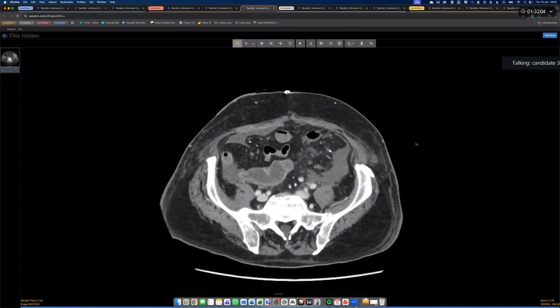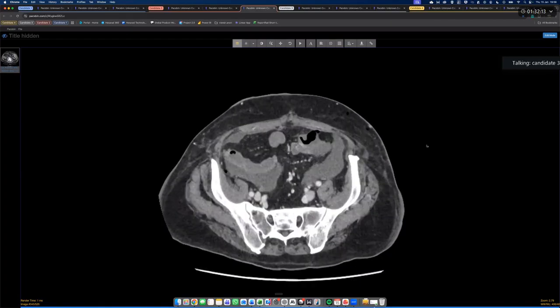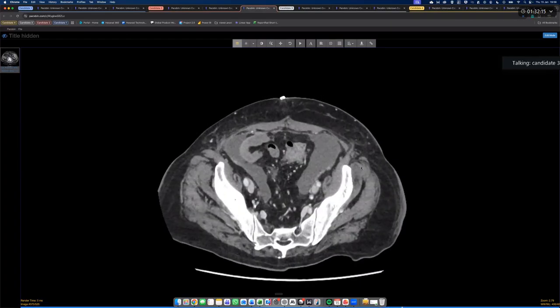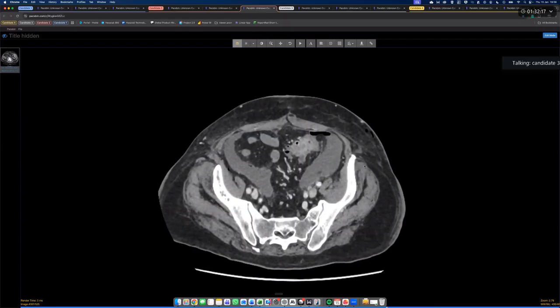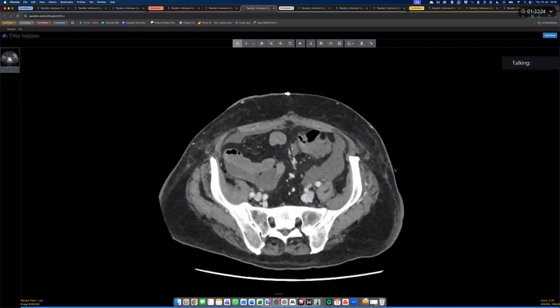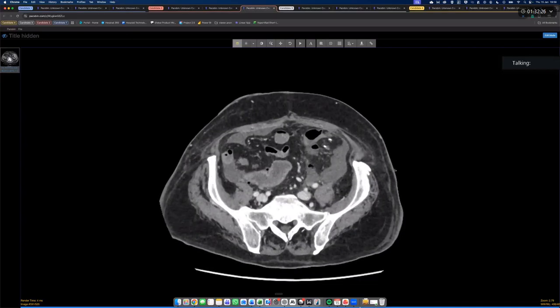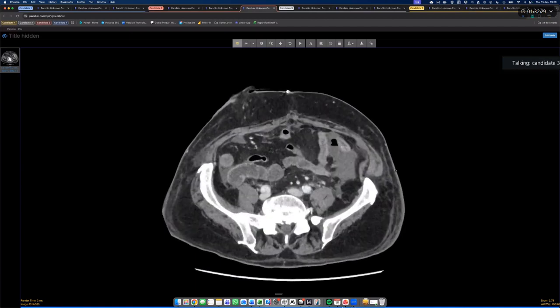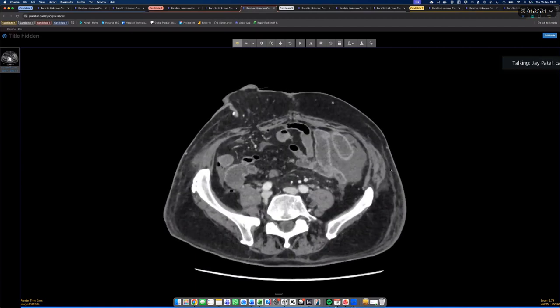At this point, I would initially first compare with the previous scan to look for what was the abnormality in the previous scan. And in this scan, I can see that there is adjacent significant fat stranding noted in this region. Also appears to be some air foci adjacent to this area. There is also significant ascites fluid noted adjacent in the left paracolic gutter.